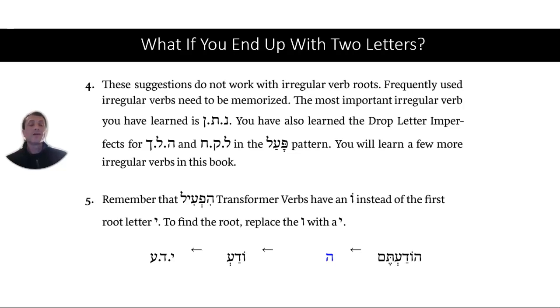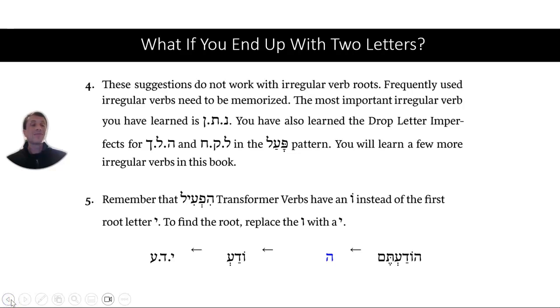And then fifth, remember that the hifil transformer verbs have a vav instead of a yod as the first root letter. So to find those roots, you have to replace the yod with a vav. So hopefully that helps you out as you try to seek to be able to identify these verbs. It takes lots of practice. So be patient with yourself. You're going to be able to get this, but it will just take some time.